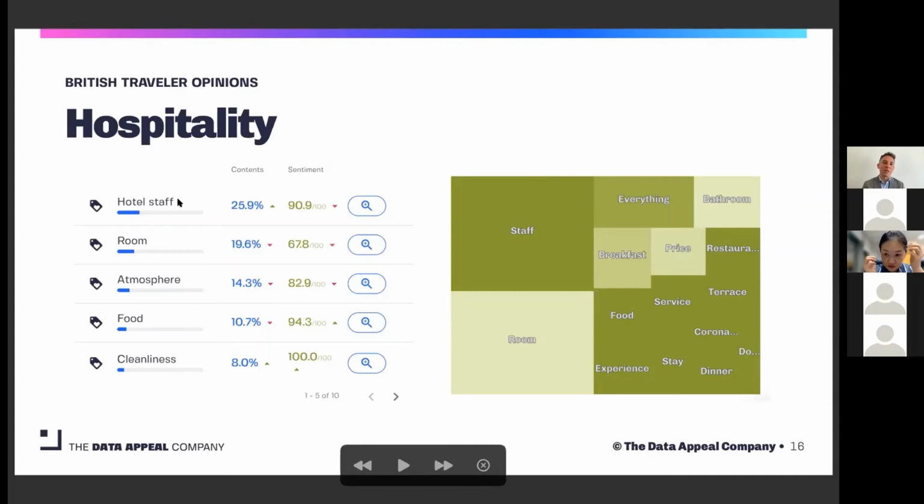So what we're showing here is that the ones that you can see here in blue, that means that 26% of all travelers are actually interested in hotel stuff, and they're talking about hotel stuff, 20% about the room, and so forth. And then on the right-hand side here in red is the sentiment they have allocated to it. So 90% is actually a very good sentiment. That means that they're really happy with what hotel staff are doing in those places. But then, for example, what you can see here in rooms is they might have some issues there.